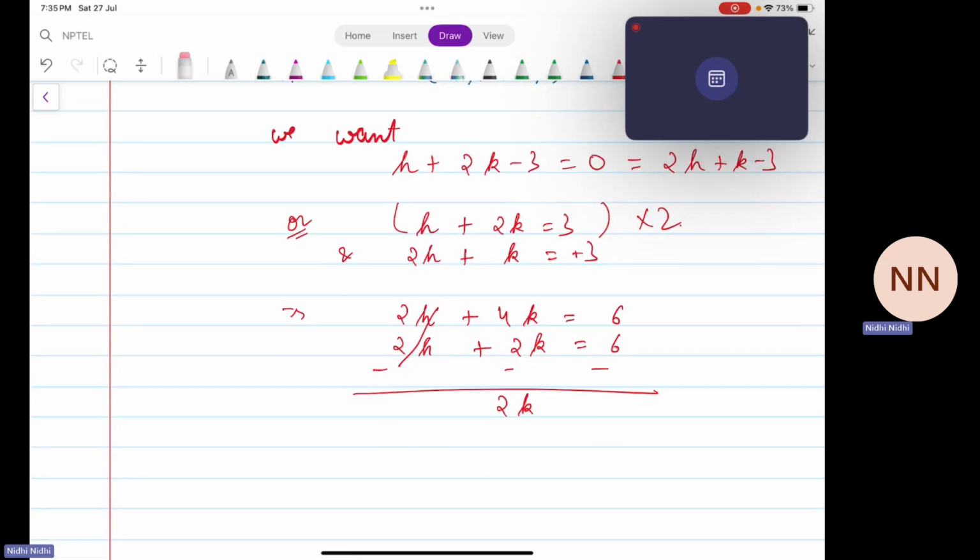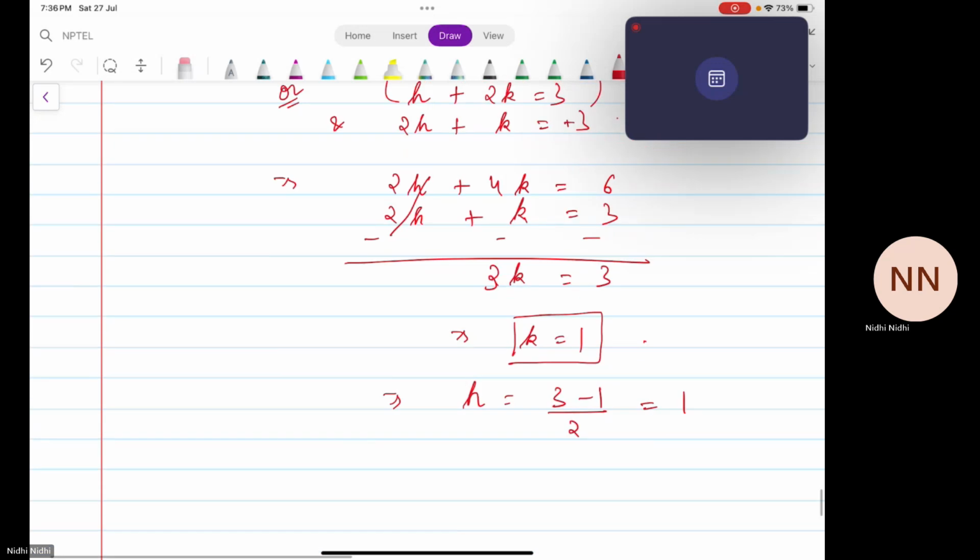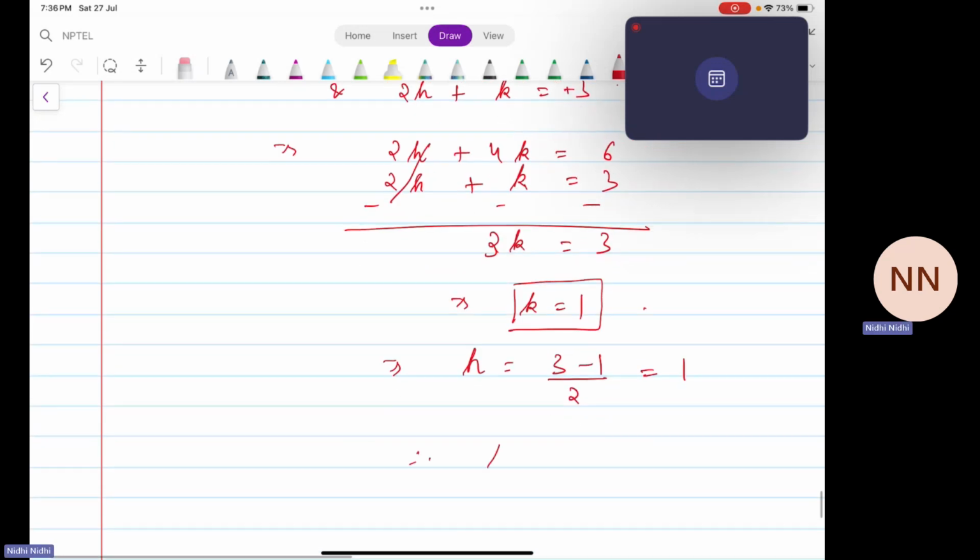Yes, I'm so sorry. Here we don't need any kind of multiplication. We are not multiplying anything. So this is 3k is equal to 3, which gives us k is equal to 1. Now putting the value of k here, we get h is equal to (3 minus 1) upon 2, which is again 1. So therefore, we have k is equal to 1, h is equal to 1.